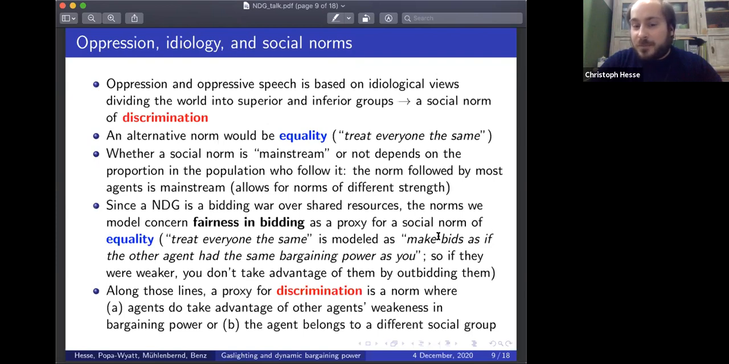So what's actually happening in the simulations is that we're treating this social norm of equality, treat everyone the same, and modeling it as: make bids as if the other agents had the same bargaining power as you. If they were weaker, meaning they had less bargaining power, this notion of fairness or equality means that you're not taking advantage of that lower bargaining power by outbidding them. Similarly, discrimination as a norm is modeled as taking advantage of other agents' weaknesses in bargaining power because of their belonging to a specific social group.